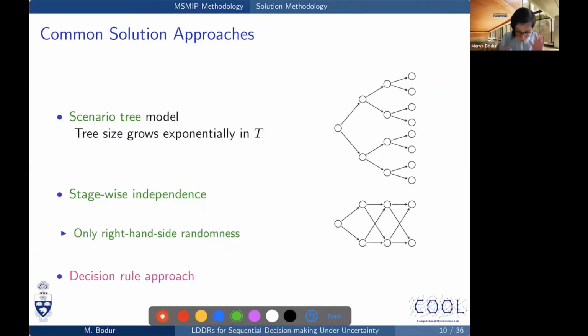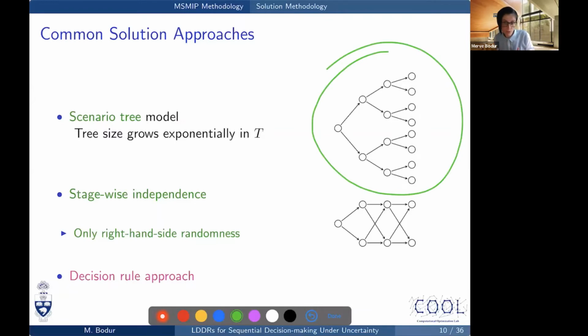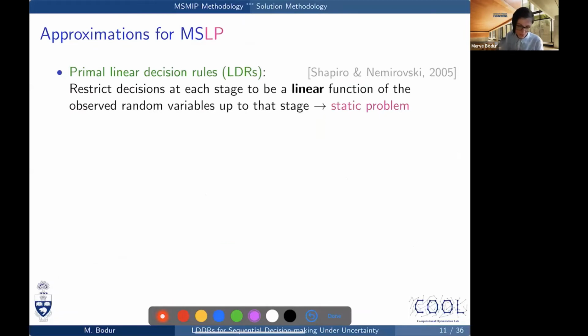Rather than simplifying, restricting the form of the underlying stochastic process, the demand process, for instance, in the form of a scenario tree, we will rather restrict the form of our decision variables, our decision rules. So let me explain what we mean by this decision rule-based approach. Let me ignore the integer part for a second, and let me tell you a little bit about multi-stage stochastic linear programming models and the application of these decision rules on the linear setting. The most commonly used decision rules are called linear decision rules, in short, LDRs.